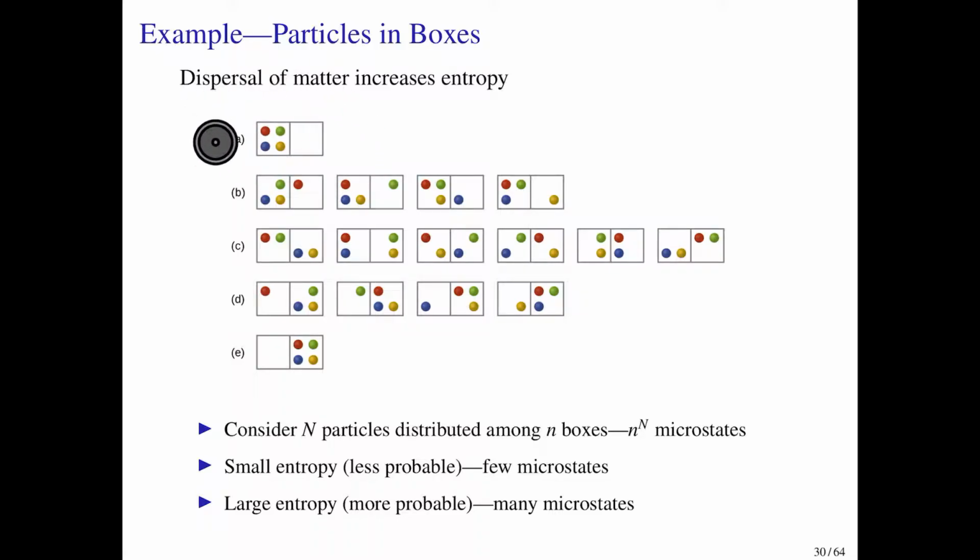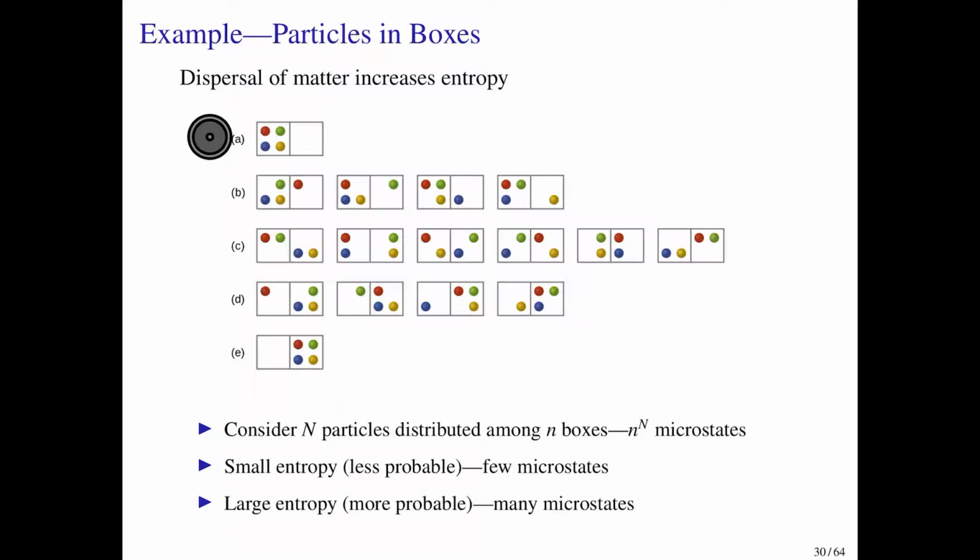And in this configuration A here, all of the gas molecules are on one side of their container. Okay, and so there is only one way to rearrange 4 molecules in 2 boxes where all of the molecules are only in one side of the container. Okay, so there is one microstate available to the macrostate A.